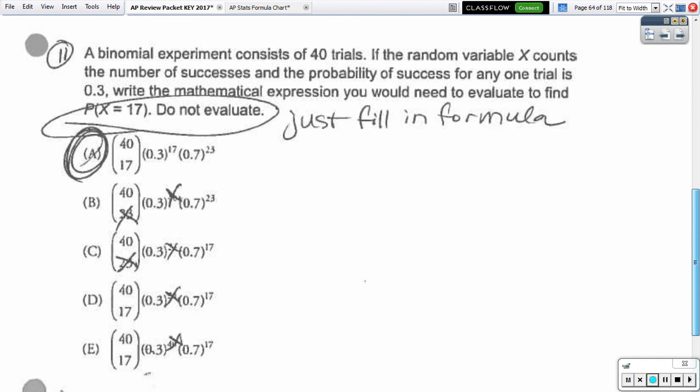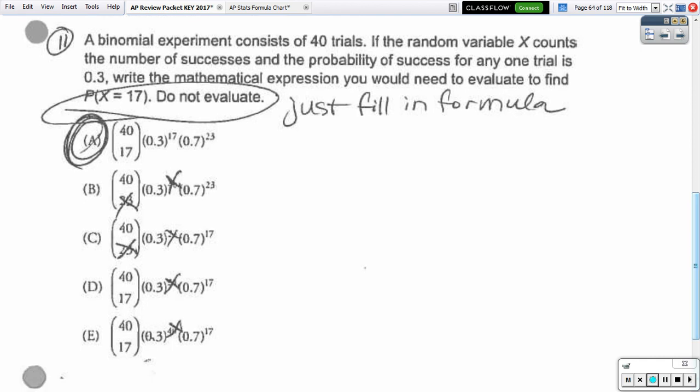Okay, number 11, just fill in the formula. Do not evaluate, just fill it in. So the question was asking, out of 40 trials, that's N is 40, you want exactly K successes, and that is 17 successes. Probability of success is 0.3. So straight up filling in the formula. So there we go.